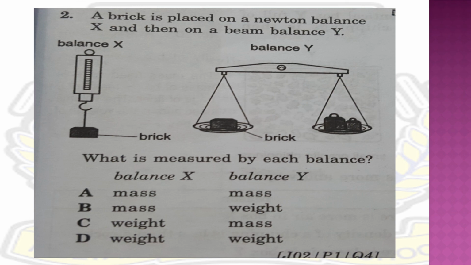The next question is, a brick is placed on a Newton balance X and then on a beam balance Y. What is measured by each balance? Now you have to make some comparisons here. Option A, balance X is mass and balance Y is mass. Option B, balance X is mass and balance Y is weight. Option C, balance X is weight and balance Y is mass. And option D, balance X is weight and balance Y is weight. Please try to solve these questions and find out the correct options.